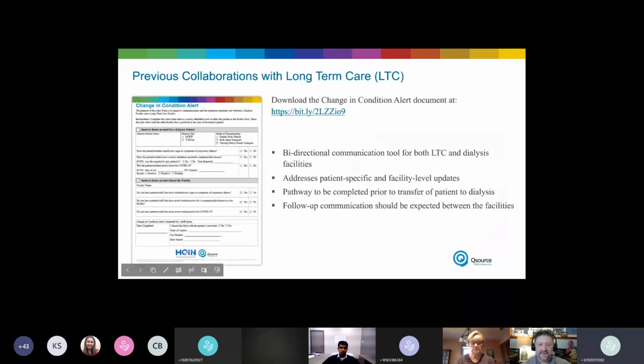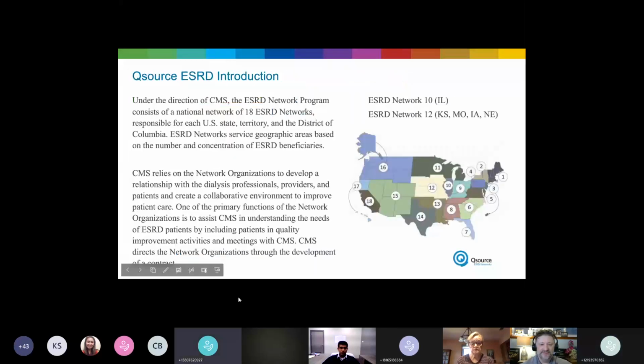All right. I just wanted to share a little bit about the ESRD network program in general. The program started in the 70s. The ESRD networks are contracted by the Centers for Medicare and Medicaid Services. There are 18 of the networks across the nation.